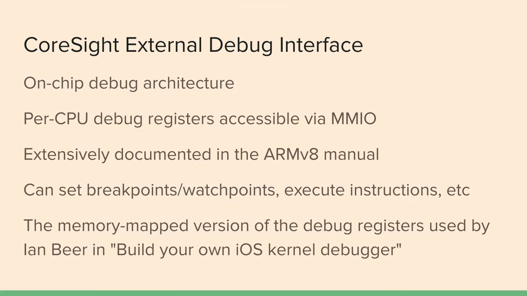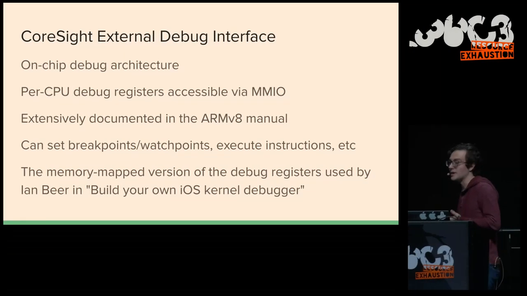So just to summarize the key concepts behind the external debug interface, it is an on-chip debugging architecture. It provides per-CPU debug registers, which are accessible via MMIO. The actual interface itself, how to use these registers, is extensively documented in the ARM manual. It talks about what the names of all the registers are, the offsets of them, and how to program the registers in order to do things like set breakpoints and watchpoints. So I'm not going to go over all of that right here. But what I will say is that the external debug interface is certainly more than powerful enough to do any sort of kernel debugging that we might be interested in. It's definitely capable of setting breakpoints and watchpoints, single-stepping execution, executing arbitrary instructions, poking at memory, all this sort of stuff.